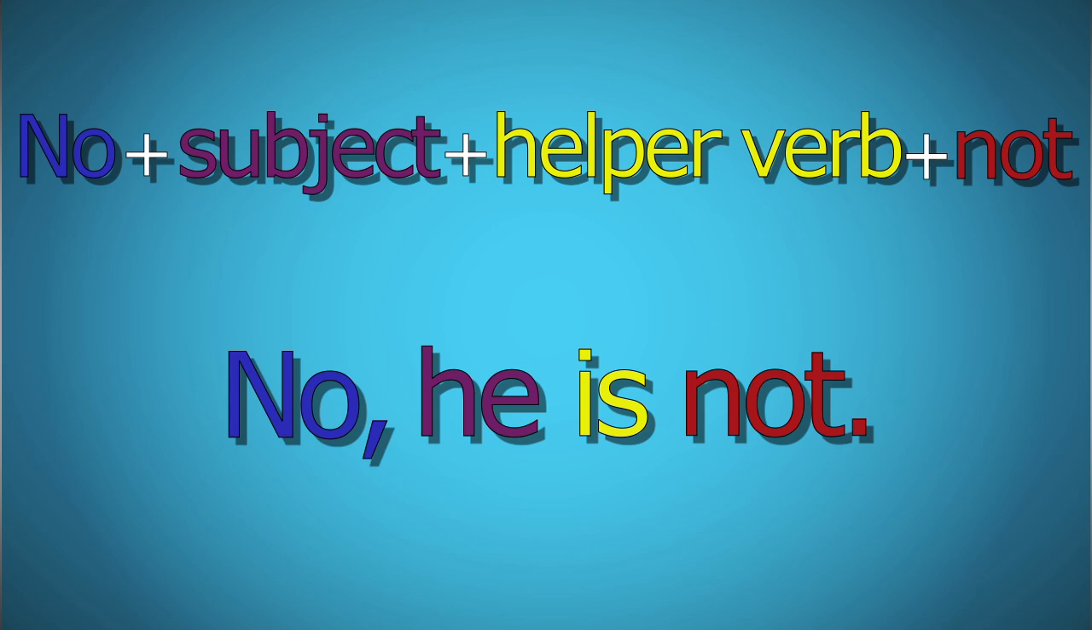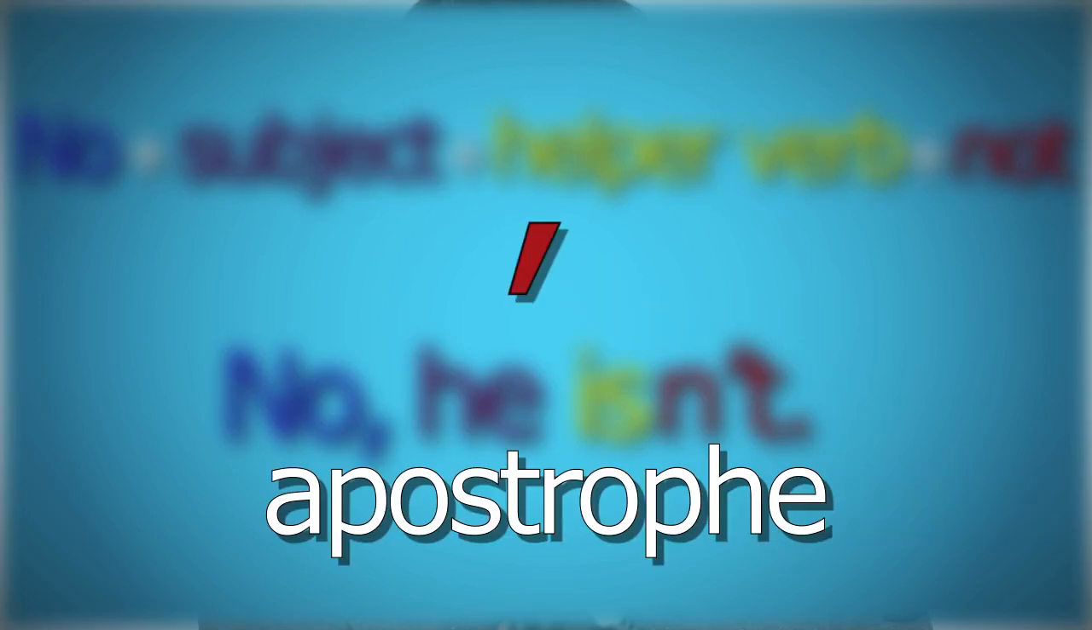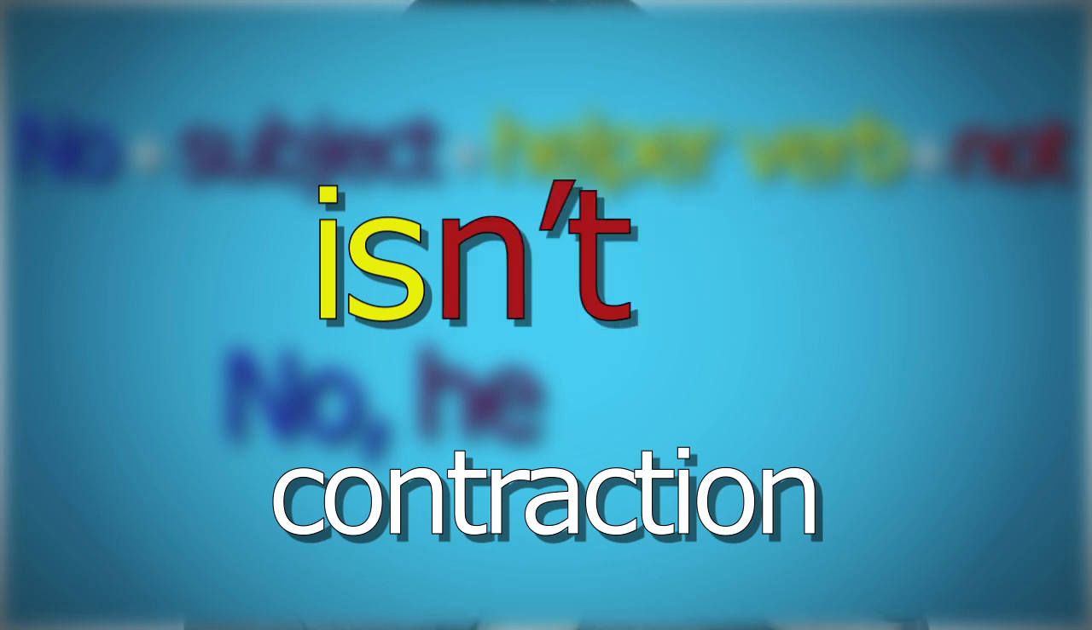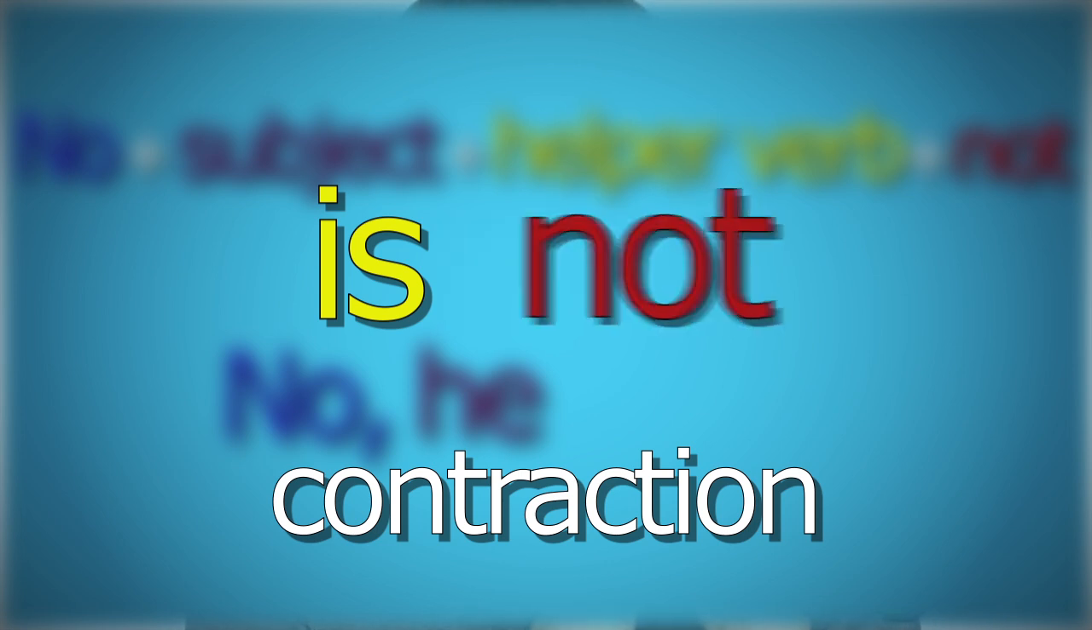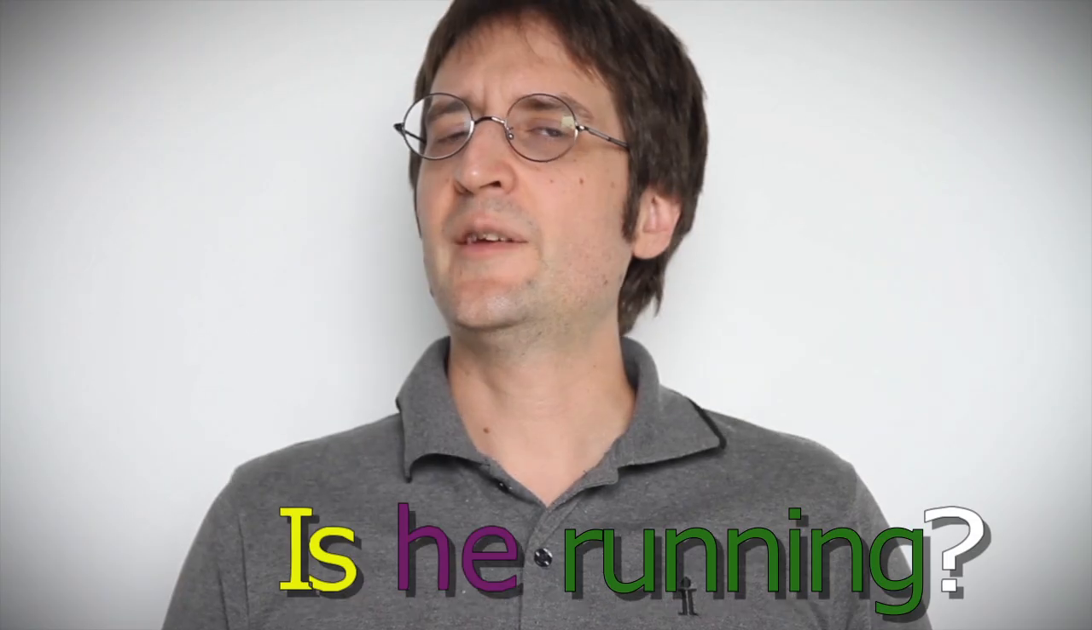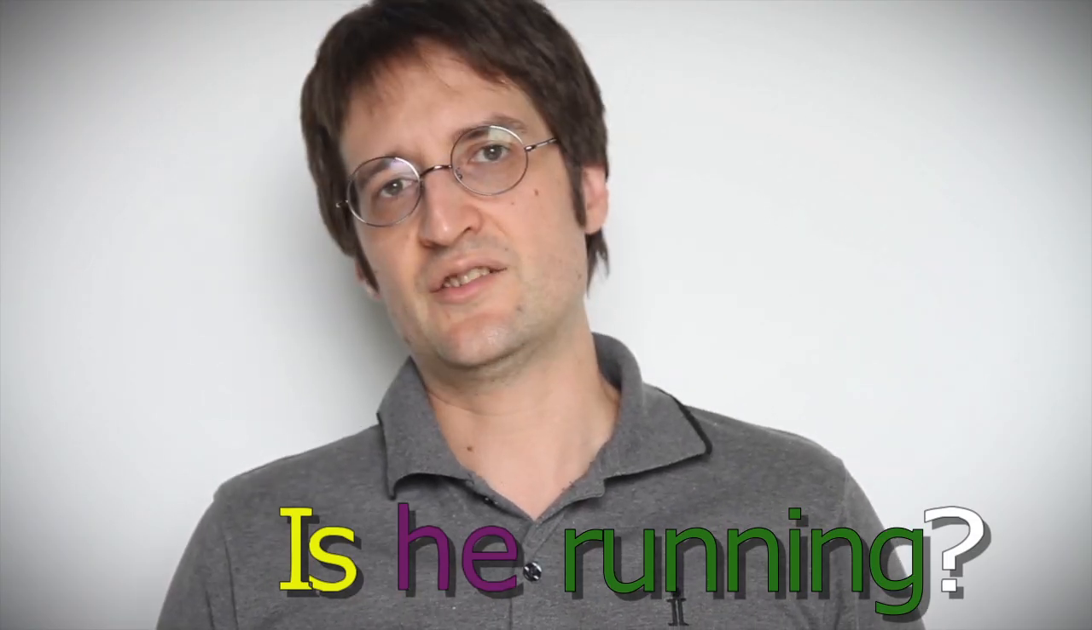We can take the is and the not and we can put them together, add an apostrophe, and make a contraction. A contraction is when you take two words and you put them together to make one shorter word. So is not becomes isn't. No, he isn't.